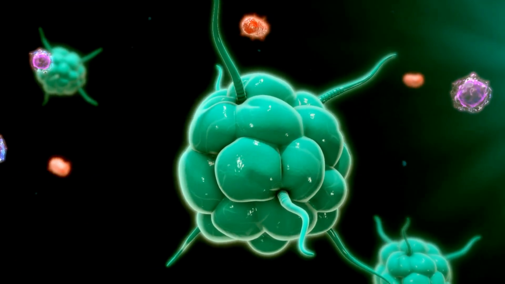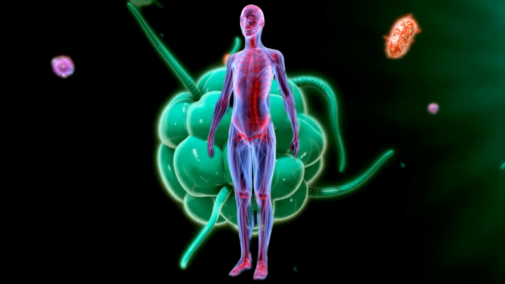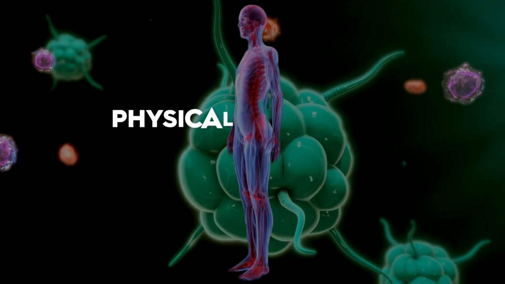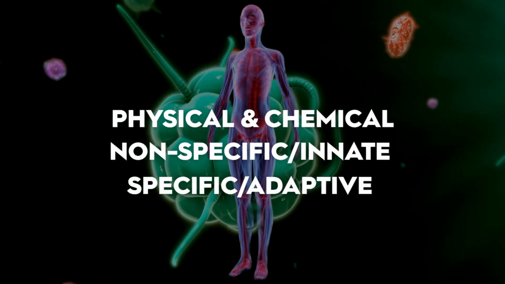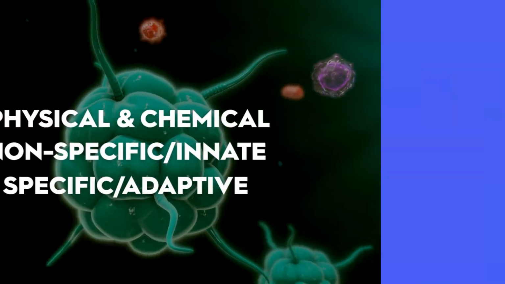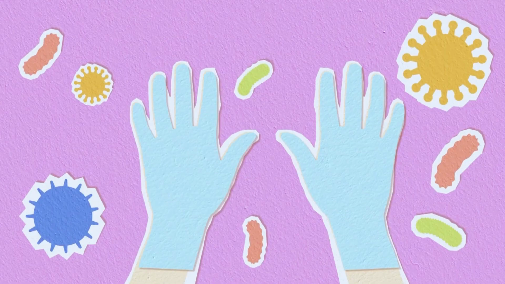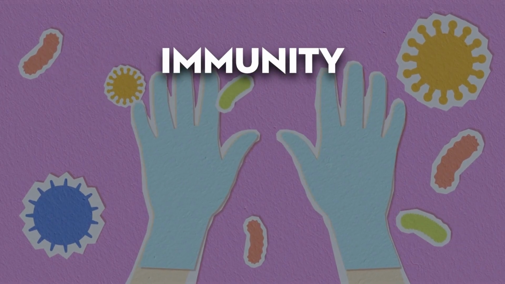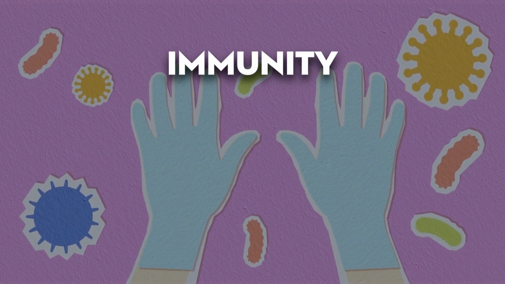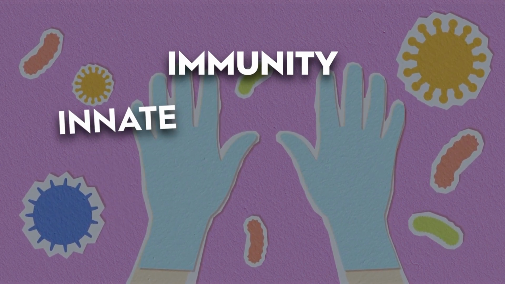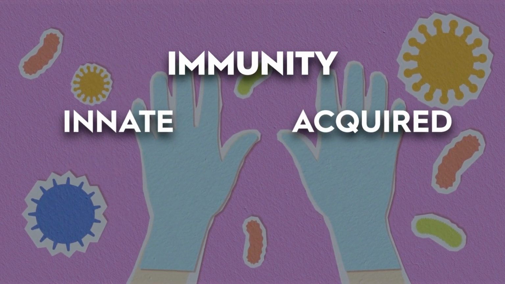In this video, you'll learn how the human body protects itself through 3 lines of defense: physical and chemical barriers, non-specific innate responses, and specific adaptive immunity. To start, immunity is the body's defense system against disease-causing organisms. It can be innate, meaning you're born with it, or acquired, which develops after exposure to specific pathogens.